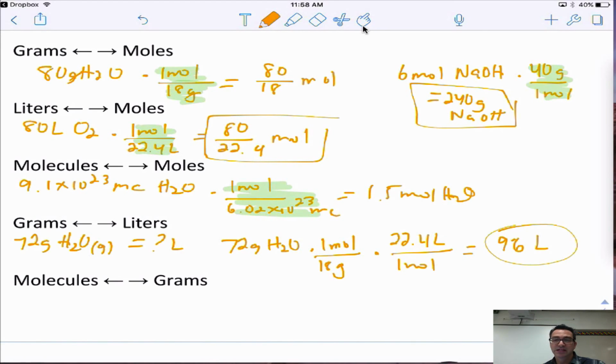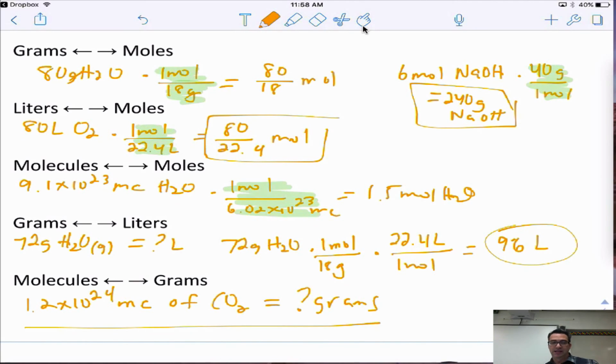So as you can see, I can do all types of conversions here, depending on what I'm given. Why don't you try one, molecules to grams? What if I gave you 1.2 times 10 to the 24 molecules of CO2? And I ask you how many grams that is. Let's see if you can do that one for me.